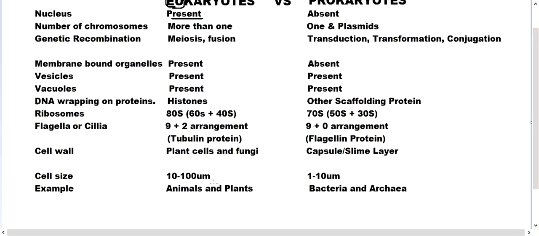Archaea are the organisms which live in extremely hostile environments, like extremely high temperature environments and extremely saline environments, etc. So that was the difference between eukaryotes and prokaryotes in a nutshell.